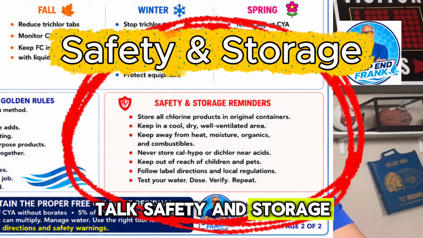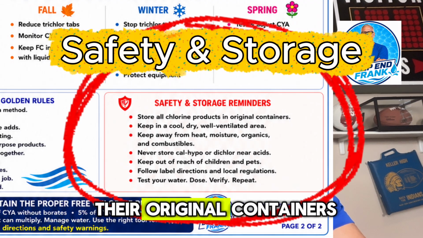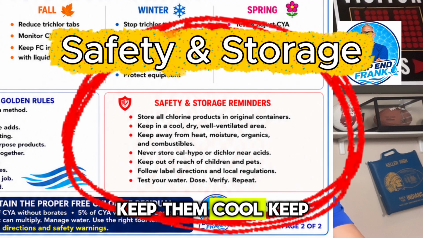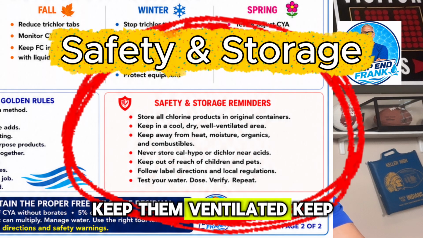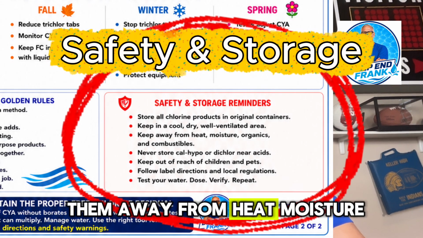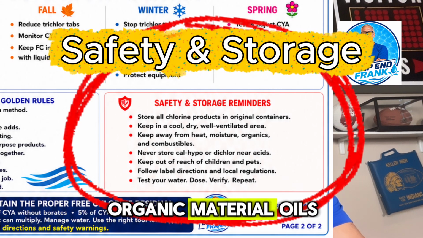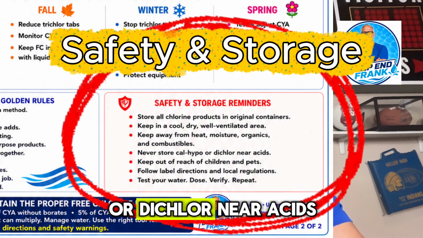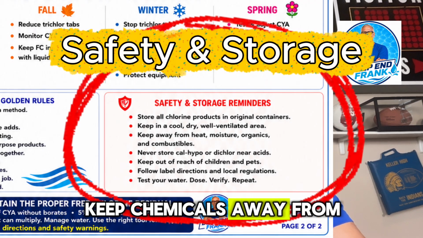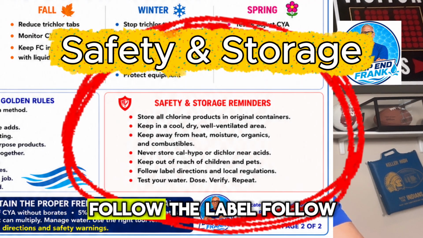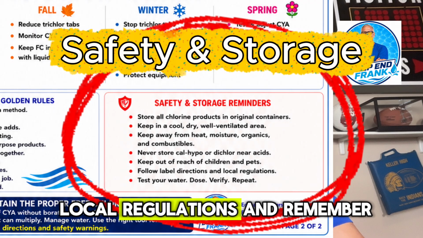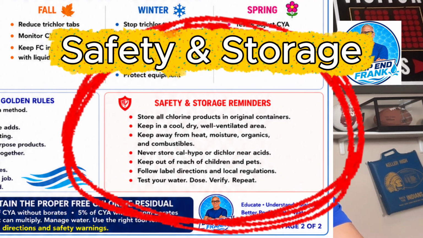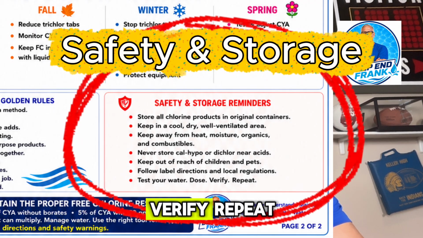Let's talk safety and storage. Store chlorine products in their original containers. Keep them cool, keep them dry, keep them ventilated, keep them away from heat, moisture, organic material, oils, acids, and combustible products. Never store Cal-Hypo or Dichlor near acids. Keep chemicals away from children and pets. Follow the label. Follow local regulations. And remember, test, dose, verify, repeat.